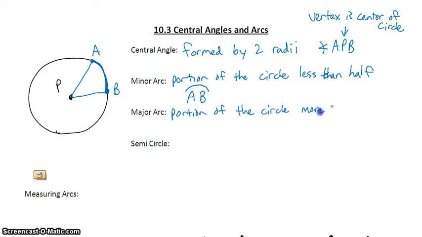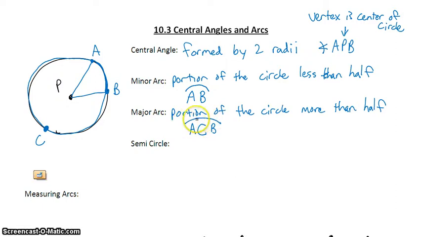A major arc is a portion of the circle more than half. In our example, if we start at A and go all the way around our circle to B, we have a major arc. But we need to make sure that we don't go from A to B the short way. We need to go from A to B the long way around the circle. So we're going to include another point over here that I'm going to call C. So our major arc is ACB.